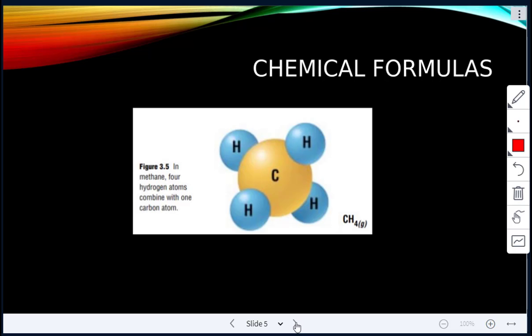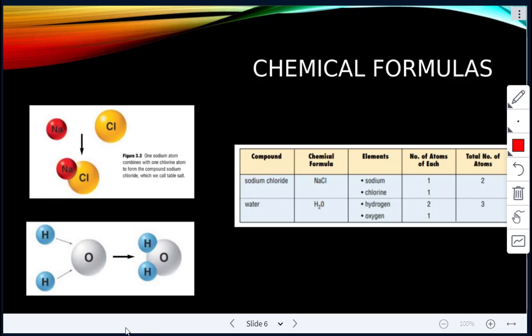Here's another example. This is methane. Methane is CH4, so 1 atom of carbon, and then there are 4 atoms of hydrogen. So again, here in the formula, we can see C, no subscript because there is just 1. Hydrogen, there is 4 of them, so represented by that subscript of 4. All right, so what we're looking at here is chemical formulas and counting the atoms.